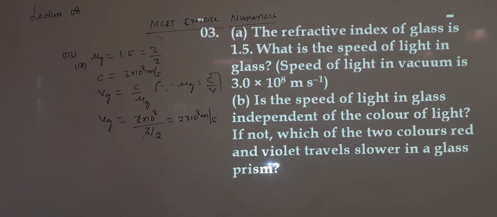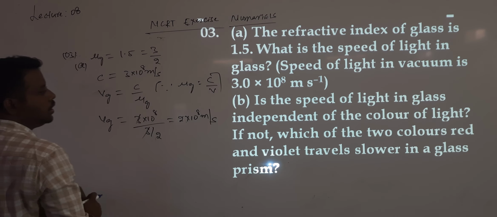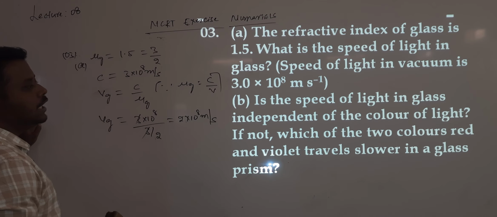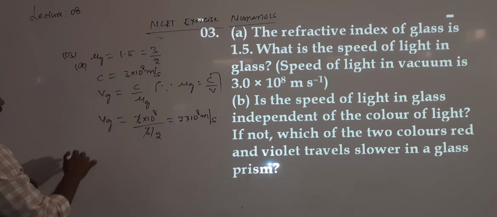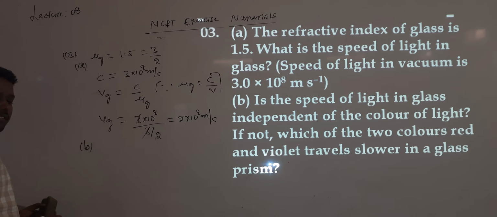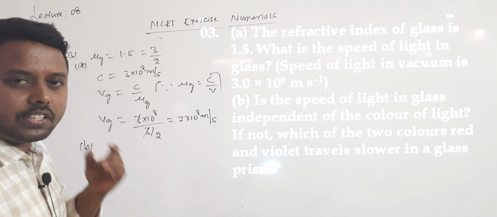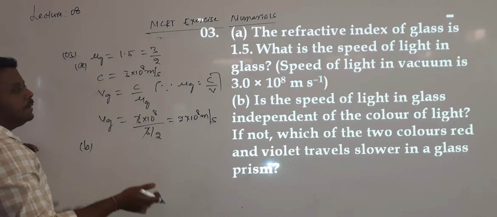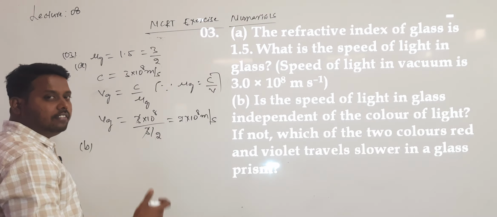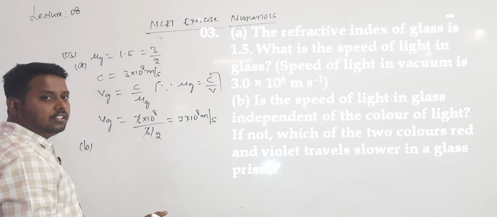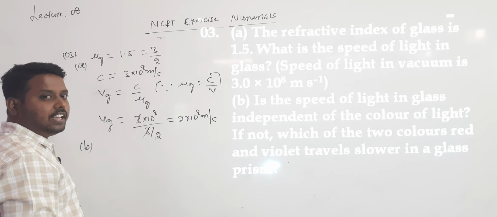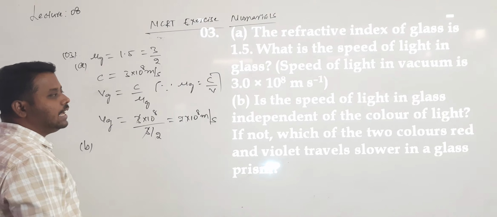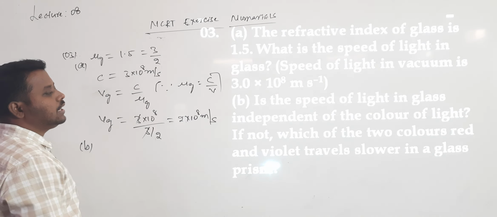Are you getting the second question? What I want to calculate is, is the speed of light independent of the color of light? Actually we know that the speed of light and the refractive index value depend upon the wavelength. So no, the speed of light depends upon the color of light. The speed value changes. Red color will travel fast, whereas violet color will travel slowly. So the speed of light in glass compulsorily depends upon the color of light.